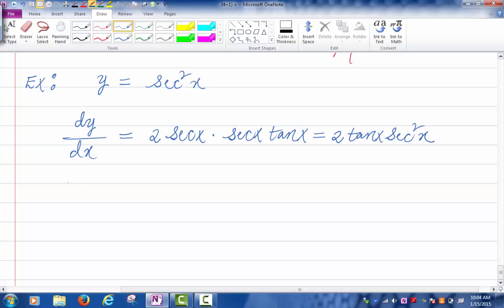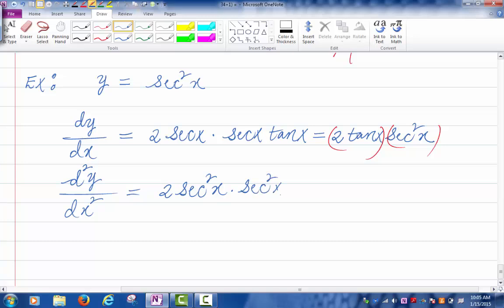Now, what's the second derivative? Remember the notation for second derivative? The second derivative of y with respect to x means that I take the derivative of the derivative. I am going to think of the derivative function as 2 factors. What's the derivative of the first factor? The derivative of tangent is secant squared, but you have to keep the second factor as it is, plus the first factor as it is, and then you multiply by the derivative of the second factor.